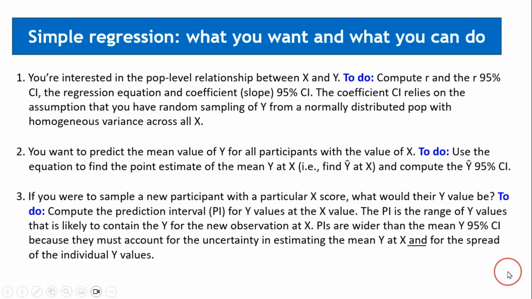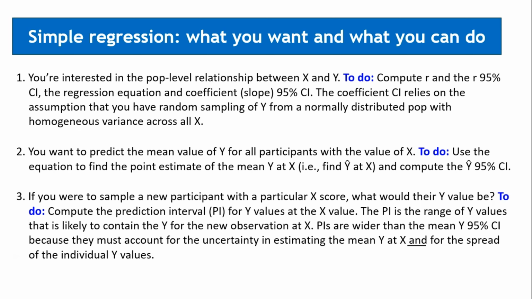A third thing that you might be interested in is if you were to sample a new participant with a particular X score, what would their Y value be? To do that, compute the prediction interval for Y values at the X value. The PI is the range of Y values that is likely to contain the Y for the new observation at X.